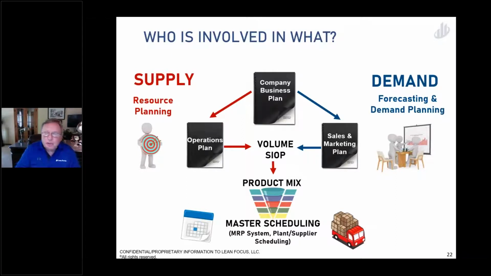So who's involved? As we talked about, we've got the supply side for resource planning, and then we've got the demand side. It's all connected with the operational plan, the sales and marketing plan, and the business plan. I think it's important in this slide to really think about it. The SIOP process is really focused on volume decisions on a monthly basis in units. From there, we break it down into the product mix and then down into part-level planning to make it work. It's important that the conversations take place at those levels at the right time and not mixed up.